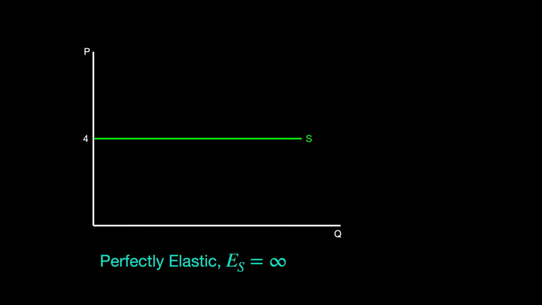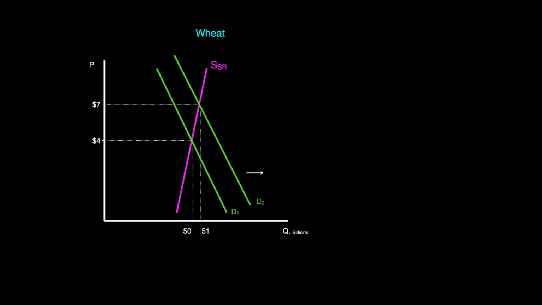Here is what perfectly elastic supply looks like. Here, suppliers are infinitely responsive to a price change. In this example, at the price of $4, suppliers will produce whatever quantity demanded is at that price. If the price drops 1 penny below $4, quantity supplied will drop to 0.